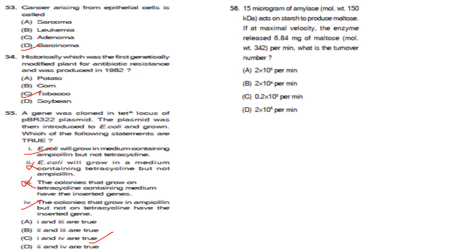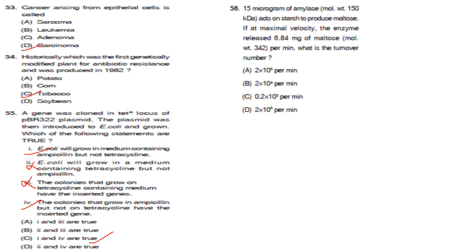Then a gene was cloned in the tetracycline resistant locus of pBR322 plasmid. The plasmid was then introduced to E. coli and grown. Which of the following statements are true? So here a gene was cloned in the tetracycline resistance locus of pBR322. So the tetracycline gene is disrupted. The gene which will degrade the tetracycline present in the medium has been disrupted.